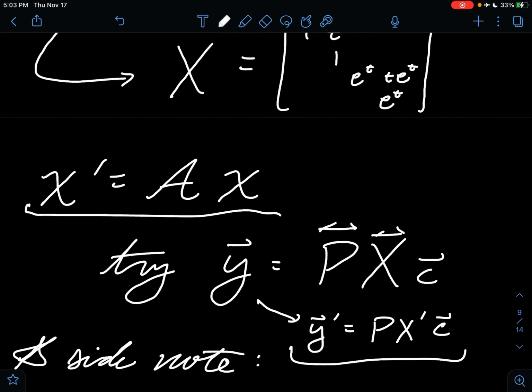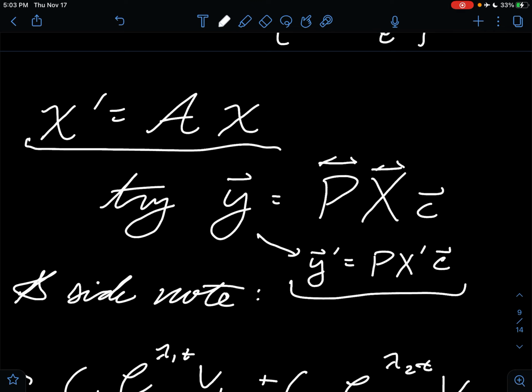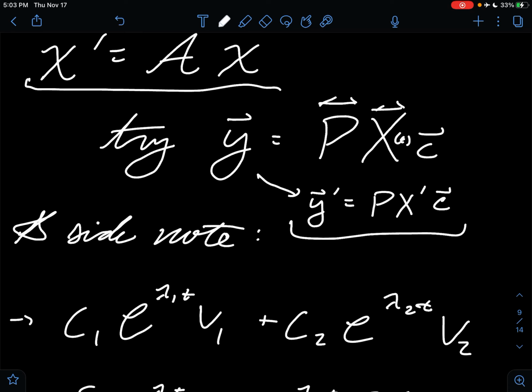Let's suppose that this is true. We've done that a lot. And take the derivative of it and see what we get. If we take the derivative of y, well, P is constant, c is constant. X is the only thing that's a function of t. So if we take the derivative, we should get P times X prime times the constant vector c.